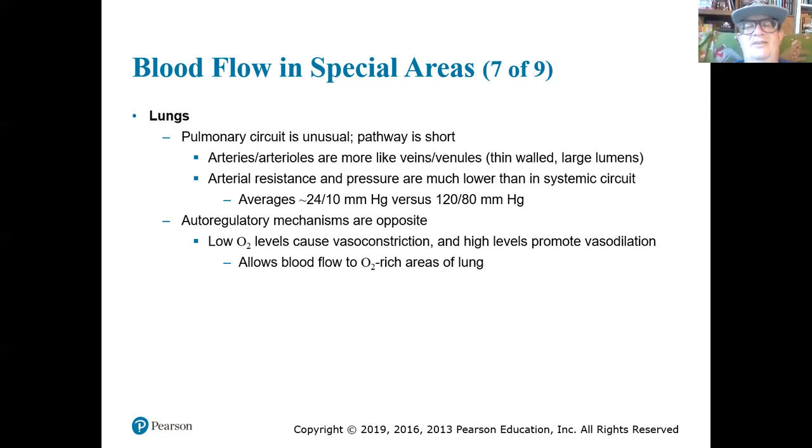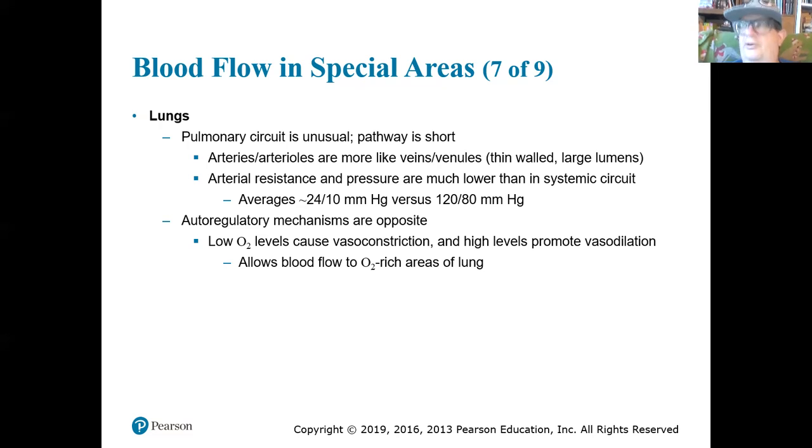And they tend to be shaped a little more like veins. They're thin walled. They have a big space in the middle, a big lumen. Anyway, there's lower resistance and lower pressure than in the systemic circuit. This makes sense because they're shorter, but also because they're bigger diameter. In the systemic circuit, 120/80 would be a nice average blood pressure. Hypertension is worse, but in the pulmonary system, it's 24/10, a lot lower.